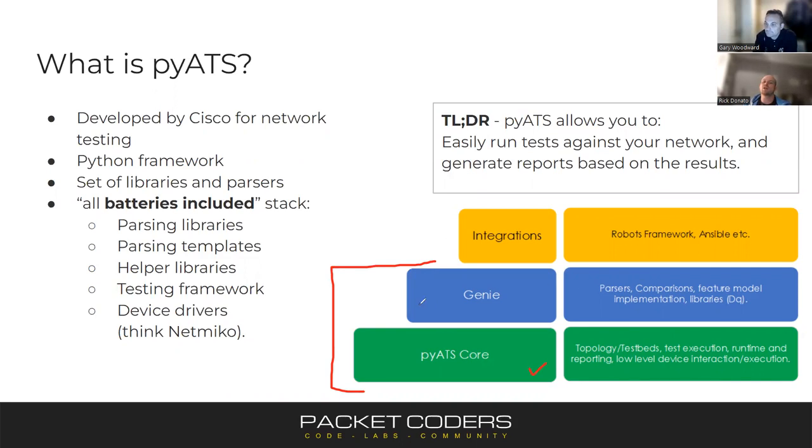And then on top of that, we have Genie, and Genie consists of various libraries that help us work with this data that we're getting from the network via the Pi ATS core. So things such as parsers, diff tools, various libraries, DQ, I'll talk about that a bit later as well. So we get lots of libraries within Genie as well. So we've got these two main components, the Pi ATS framework and Genie. Now on top of that, outside of the framework, there's various integrations that are available. You've got Ansible roles, you've got the Robot framework integration as well, but that's outside of the scope of this session.